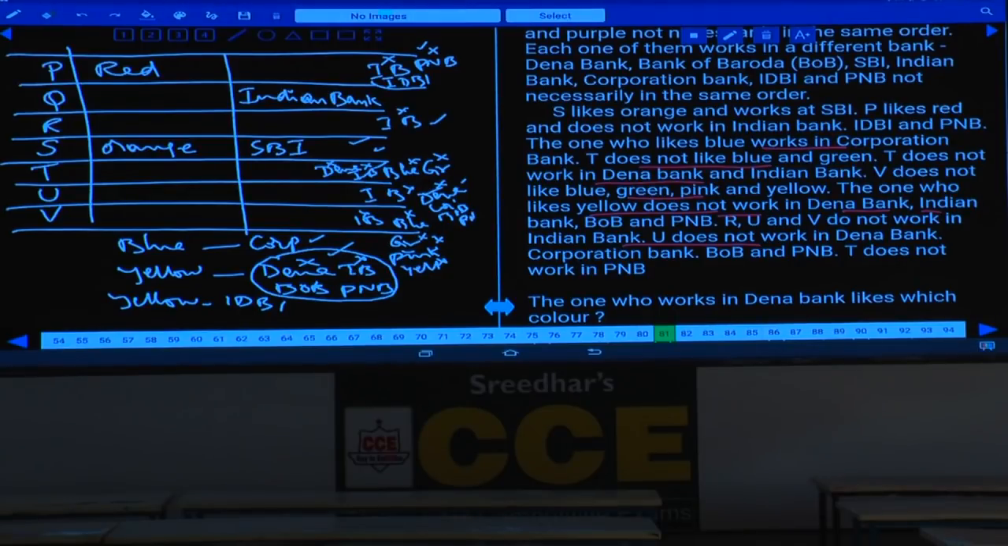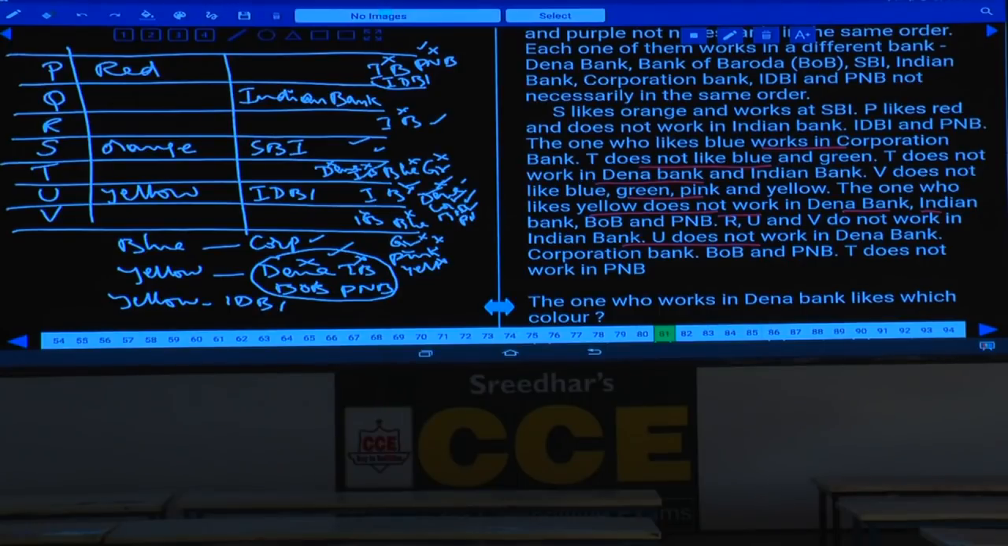Now let us check. U does not work in Indian Bank, Dena Bank, Corporation Bank, Bank of Baroda and PNB, so 5 were ruled out. And this person does not work in SBI as well, so 6 were ruled out. Then what is the only thing left over for U? Are you following this one or not? 7 banks were there, out of which U is not working in these 6. IDBI is left over. As IDBI is left over, this person U must like yellow color.